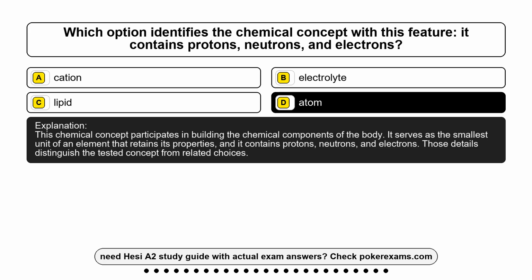This chemical concept participates in building the chemical components of the body. It serves as the smallest unit of an element that retains its properties, and it contains protons, neutrons, and electrons. Those details distinguish the tested concept from related choices.